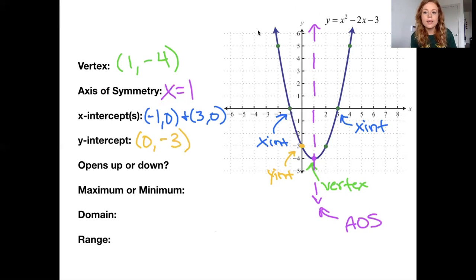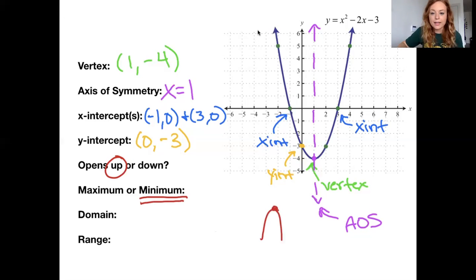And then we have to decide, did it open up or did it open down? Is it a U, a valley, or is it a mountain? This one does open up again. And if it opens up, then that means that it has a minimum. Remember, if it opens down, then we call that a maximum. So our graph over here opens up and it has a minimum.